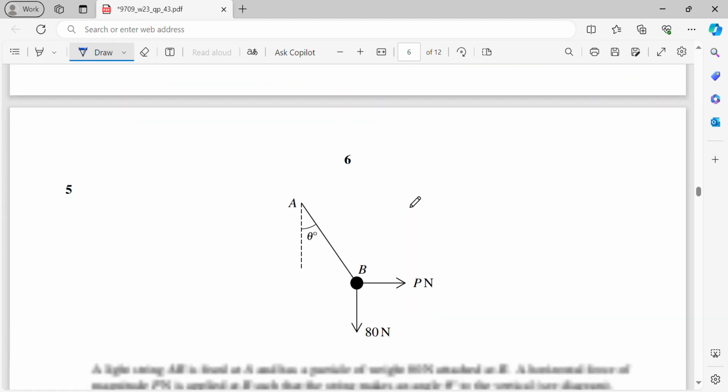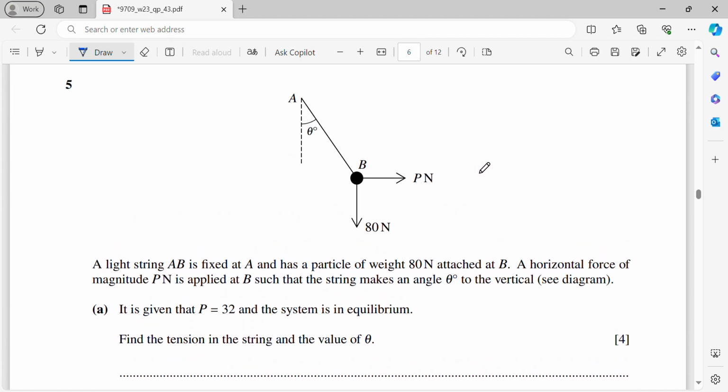Okay, now next question, number 5. A light string AB is fixed at A and has a particle of weight 80 newtons attached at B. A horizontal force of magnitude P newtons is applied at B such that the string makes an angle theta degrees to the vertical. Now it's given that P equals 32, so this is 32 newtons. And the system is in equilibrium. Equilibrium means that the system is not moving, I mean the particle is not moving.